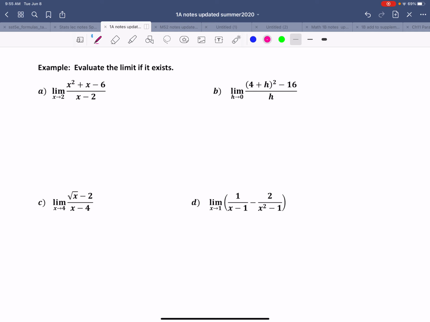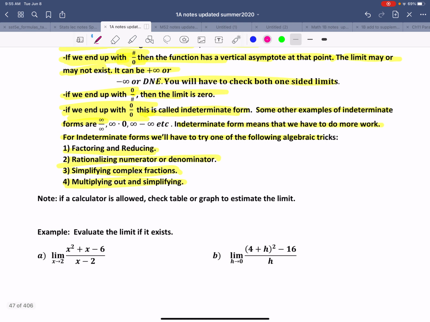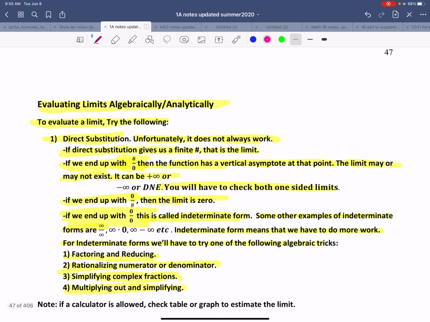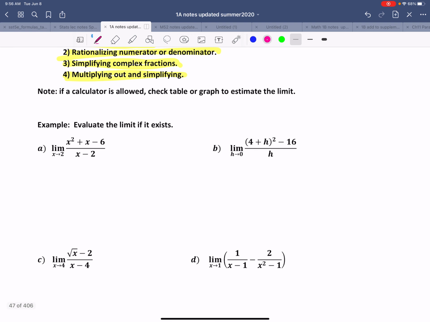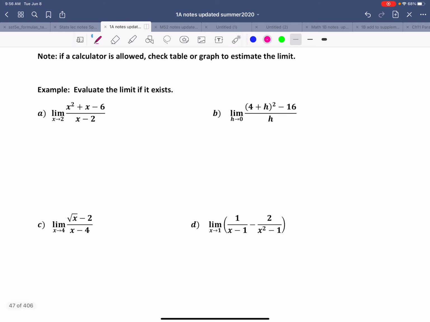The first example, like we said earlier, one more time: if direct substitution gives us a finite number, then that is your limit. If it gives you 0 over a number, then 0 is your limit. If it gives you a number over 0, we know there's a vertical asymptote, and if we get 0 over 0, then we do have indeterminate form, and we need to try some algebra techniques. Let's go ahead and try to evaluate these limits.